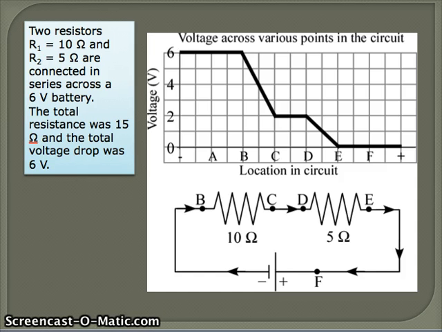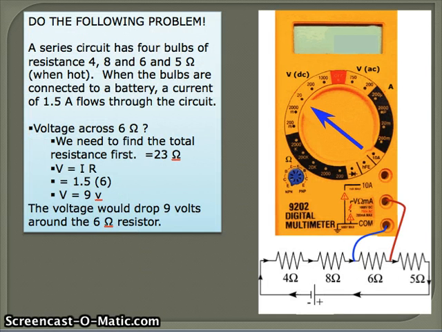Okay, last problem. A series circuit has 4 bulbs of resistance 4, 8, 6, and 5 ohms. When the bulbs are connected to a battery, we don't know how big the battery is. When it's connected to a battery, the current is 1.5 amps. So what would the voltage drop or voltage across the 6 ohm resistor be? First, we need to find the total resistance. 4, 8, 6, and 5 is 23 ohms.